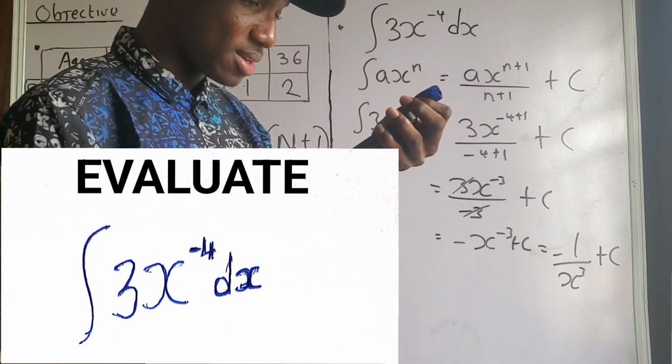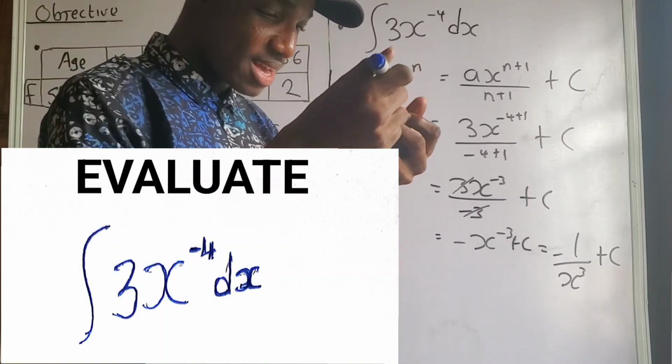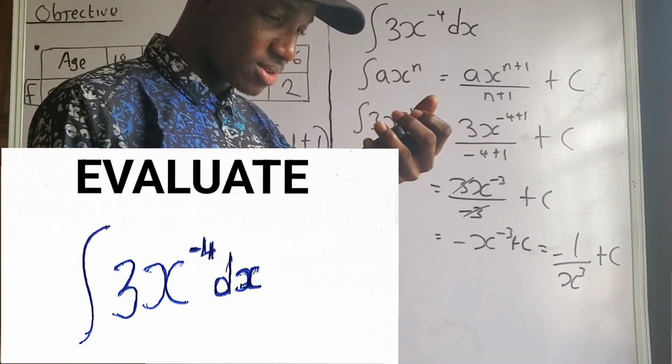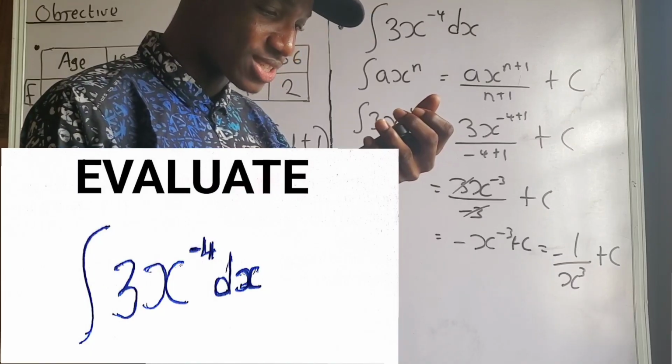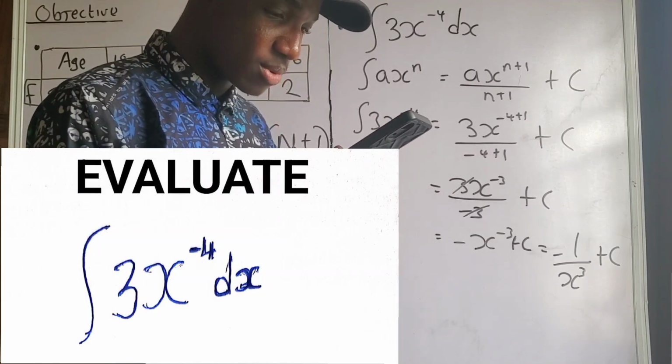I'm just checking the correct option. Option A, we have 3x to the power of negative 5. Option B, the correct option is option C. Option C is negative 1 all over x to the power of 3 plus c.